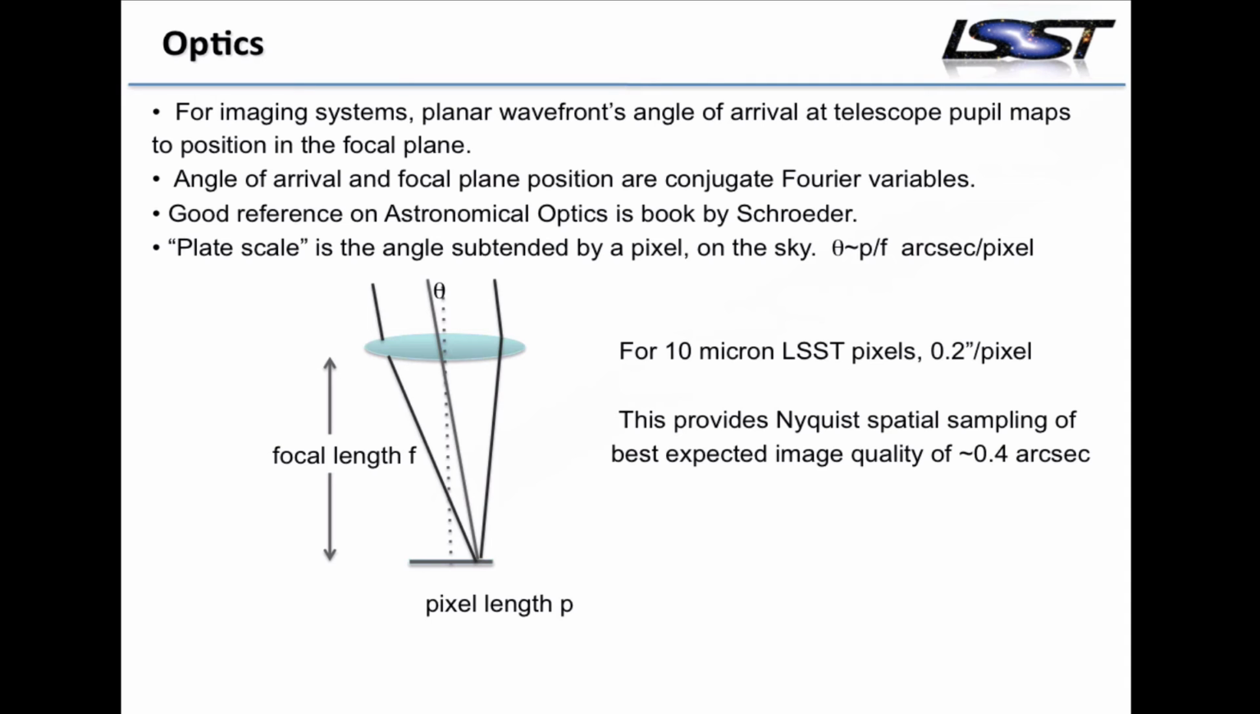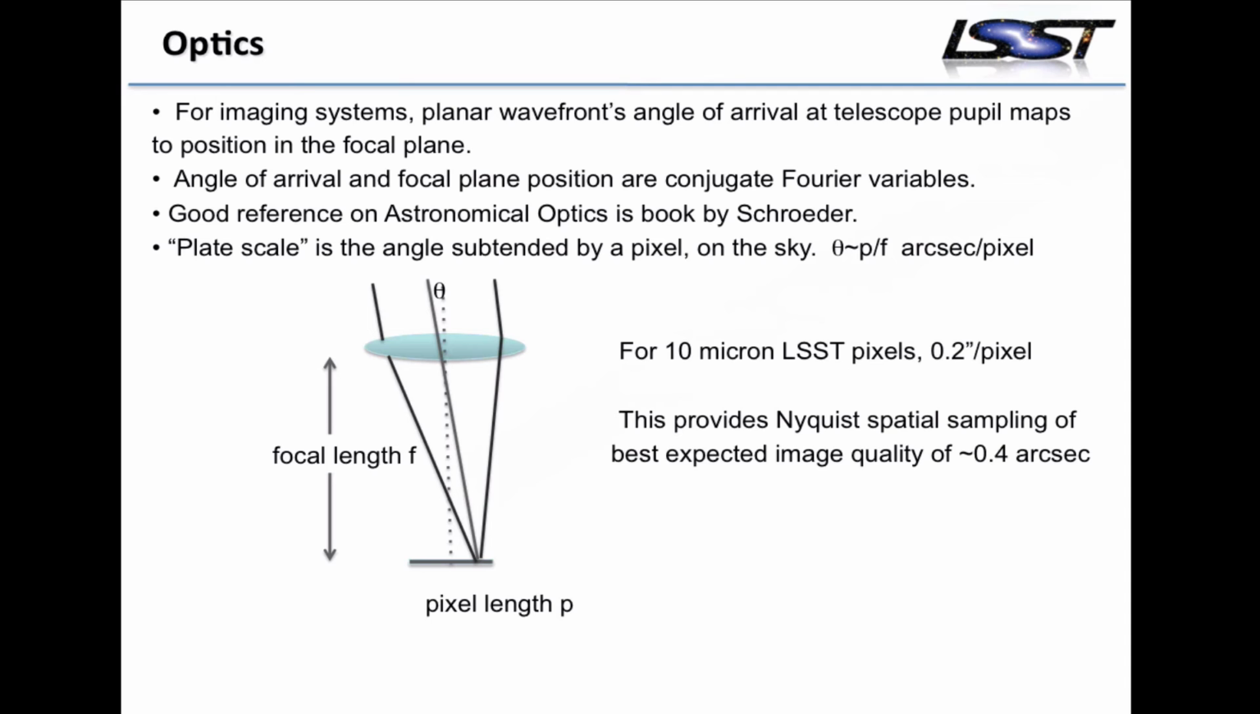Optical systems map angle of arrival into position in the focal plane, and as we'll talk about when we talk about diffraction, those two variables, the angle of arrival and the position in the focal plane, can be thought of as Fourier conjugate variables. The distribution of light in the focal plane is related to the Fourier transform of the flux across the pupil, and a good reference on astronomical optics is a book by Schroeder that goes through all the various aberrations and properties of astronomical optical systems.